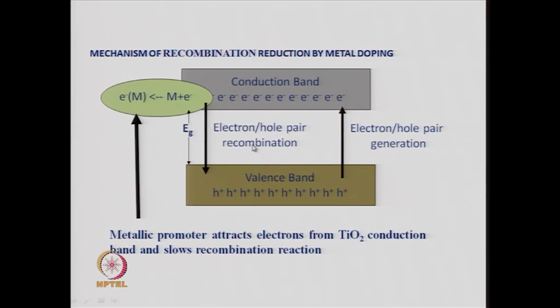electron hole pair recombination. Now, when you have a metal as a promoter, that means, if you add metal dopants, these metal bands can attract electrons from the titanium dioxide conduction band. So, these electrons can be taken up by the metal and the metal can maintain these electrons. So, you are removing these electrons from the site from where they can recombine with the holes, and this process of recombination can be slowed down when you dope metals, because the metals are acting as electron traps.